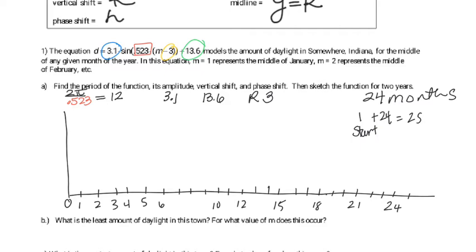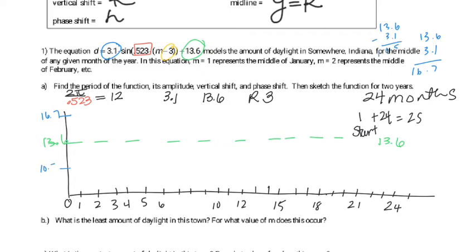I am going to draw in my midline, which I circled up here in green. I'm just going to estimate where it is. So this is 13.6, and I'm going to make sure to label it. My amplitude is 3.1, so that means I'm going to go up to 13.6 plus 3.1. So up to 16.7, and then if I take 13.6 and subtract 3.1, I get 10.5. So that's my bottom here.